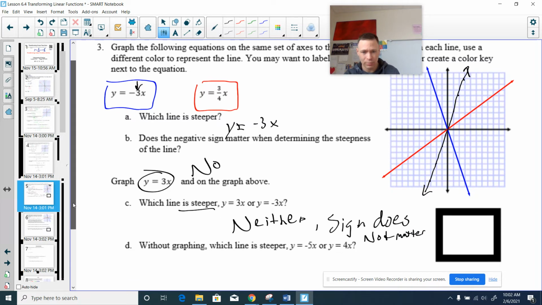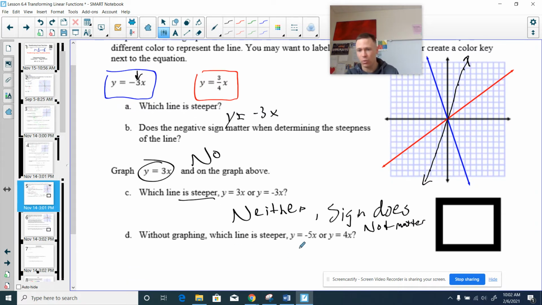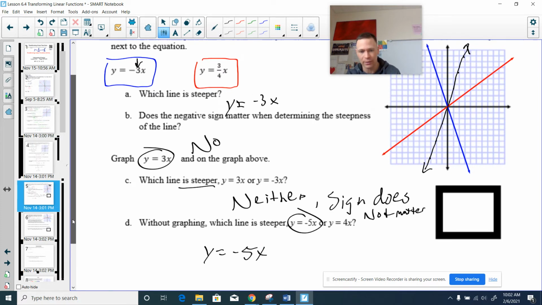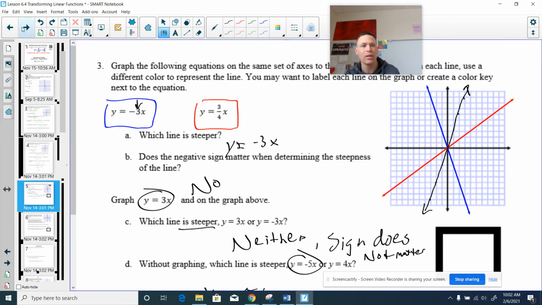All right. Moving on here. Without graphing, which line is steeper? Y equals -5x or y equals 4x? Okay. We just said sign doesn't matter, right? We just look at what is the biggest absolute value. And so what's bigger, 4 or 5? Well, obviously 5 is bigger. So which line is steeper? Y equals -5x. Because again, sign does not matter. All right. So that's question 3.